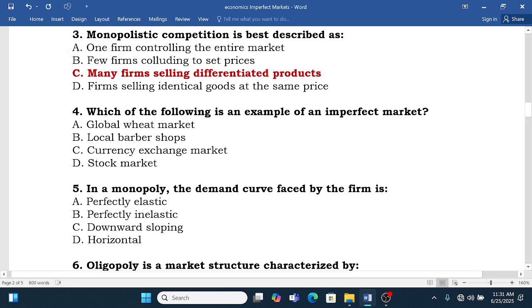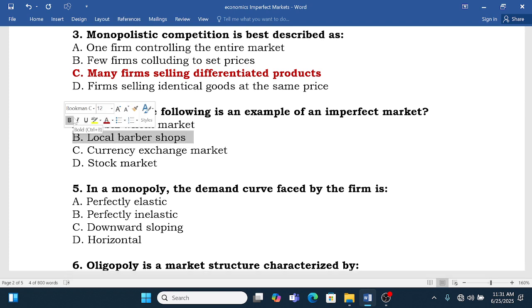We go to question number 4. Which of the following is an example of imperfect competition? A, global wheat market. B, local barber shops. C, currency exchange market. D, stock market. The correct answer is B, local barber shops, which is an example of an imperfect market.